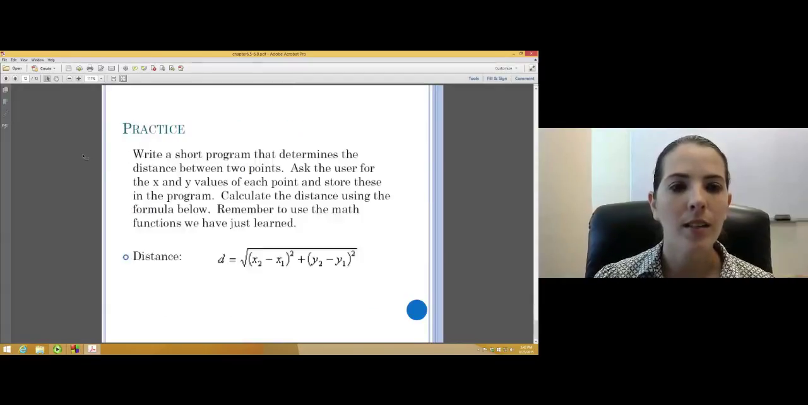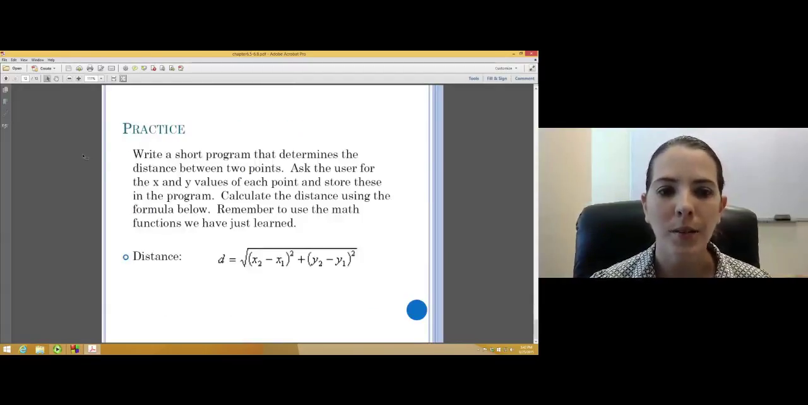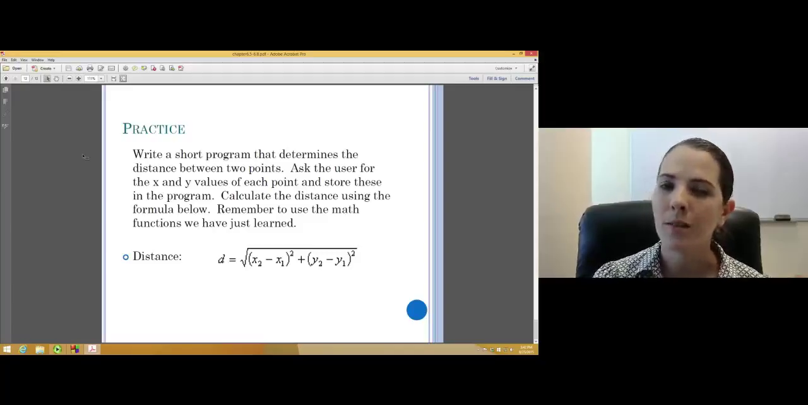And I want you guys to experiment with that real quick. Write a short function that determines the distance between 2 points. So this uses the distance formula. Ask the users for the x and y values of each point as if they were stored on a Cartesian plane, and store those in the program. Calculate the distance using the distance formula, which is of course right here for you guys to see. And use the math functions that we just learned.